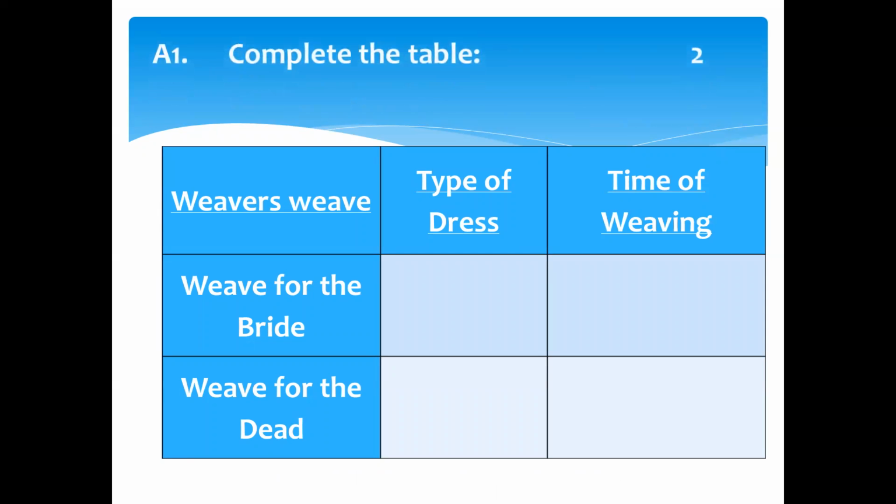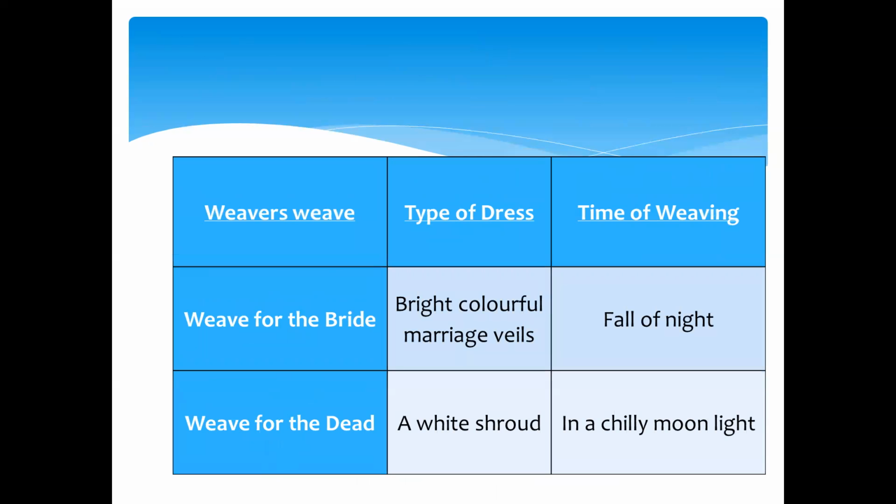Activity A1. Complete the table. It is for 2 marks. Weaver's view, type of dress, time of weaving. Answer of activity A1. In first column, weaver's view. Second column, type of dress. Third column, time of weaving.